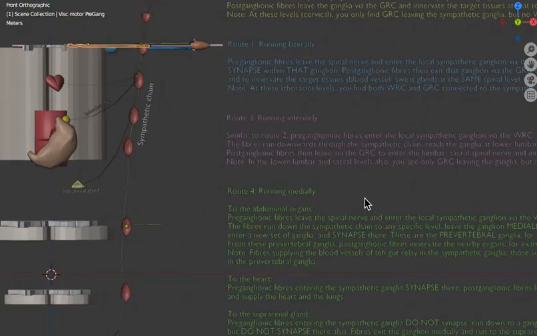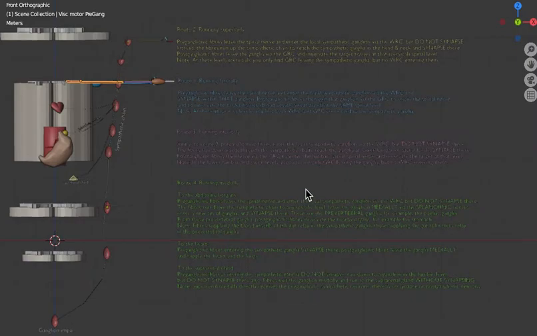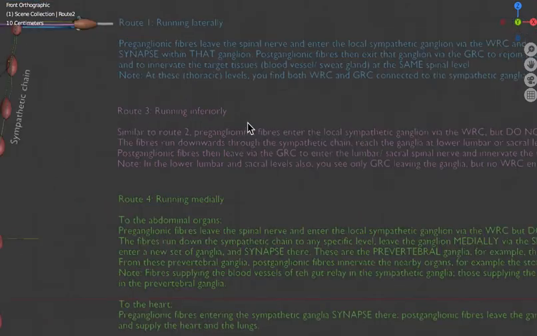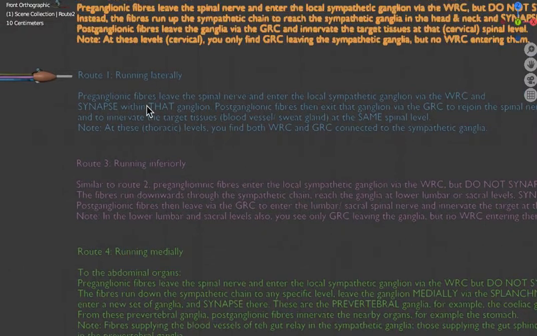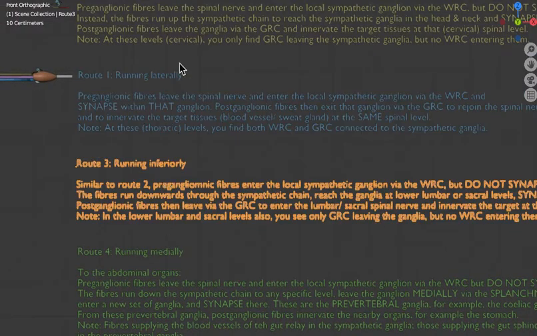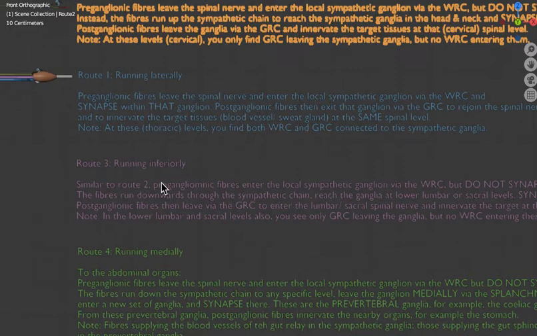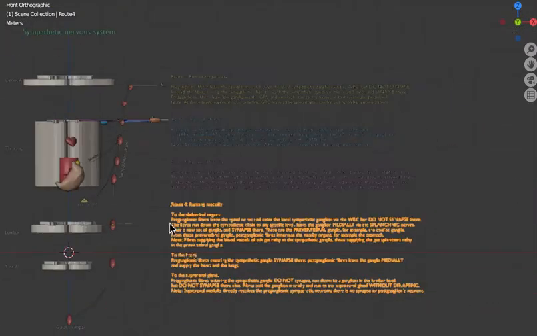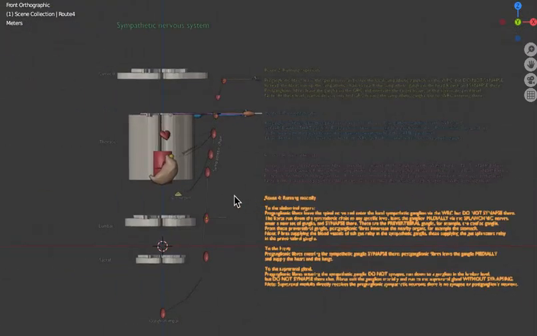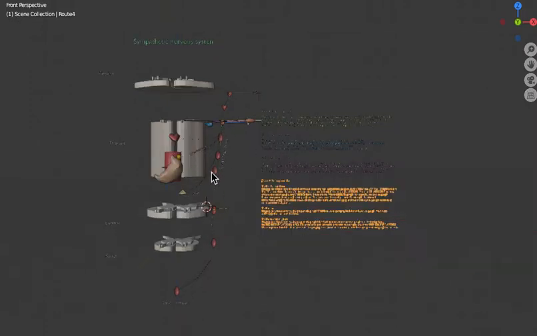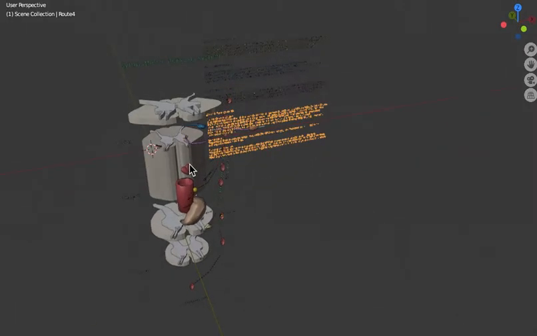Also, the model shows the complete notes of what I'm going to talk about, like the routes the sympathetic neurons can take, like route 1, 2, 3, 4, for example. But while doing the tutorial, I will turn off all these labels so that they don't come in my way and hide the things. I'll be explaining the contents one by one, and then we can add all the labels on that.